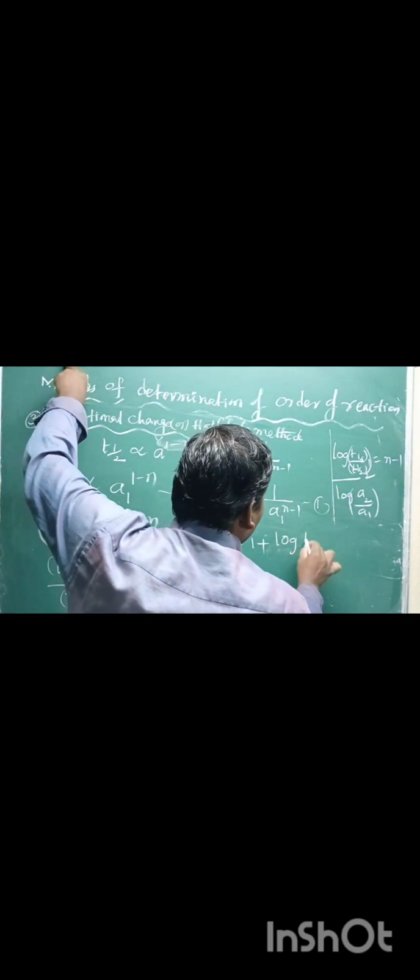Finally, what is the integrated nth order formula here? N is equal to 1 plus log of T half 1 minus log of T half 2 by log of A2 minus log of A1. This is the formula. I hope it is clear.